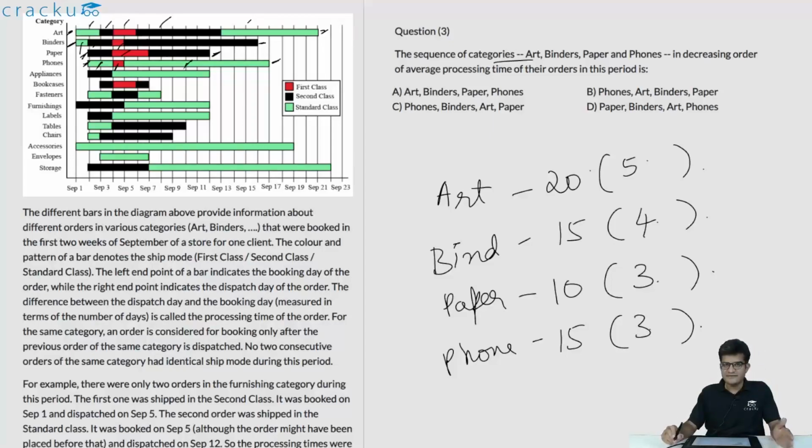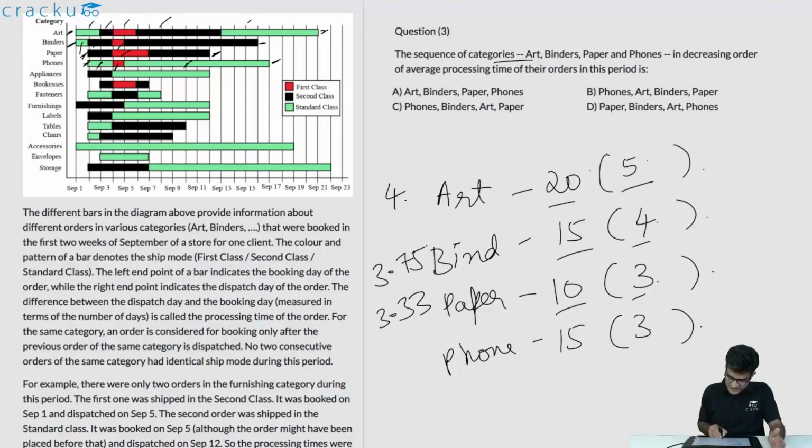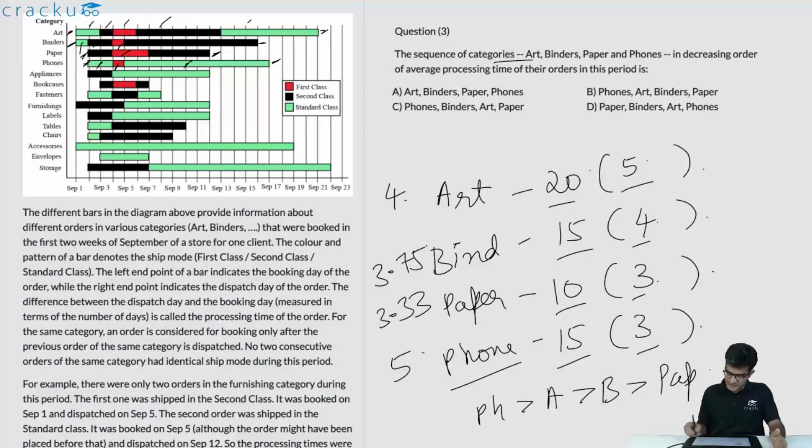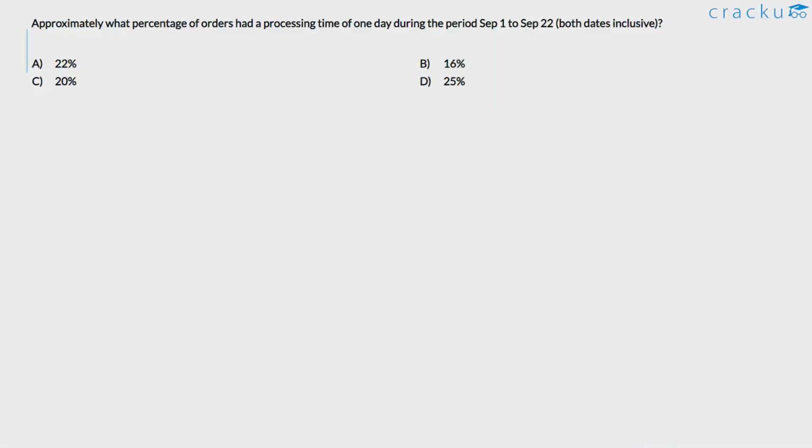So if you are looking at the average processing time, for arts it is 20 by 5, which is 4. For binders it is 15 by 4, which is 3.75. For paper it is 10 by 3, which is 3.33. And for phone it is 15 by 3, which is 5. So the decreasing order will be phone first, then greater than art, then greater than binders, then greater than paper. So the correct answer will be option B. Let us look at the last question.